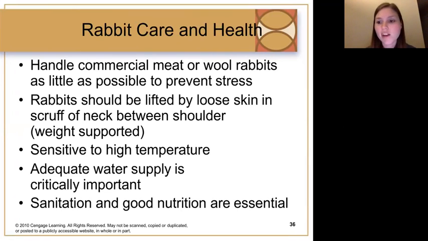They're sensitive to very high temperatures, and adequate water supply is critically important. Same as any species, everything needs water. And then sanitation and good nutrition are essential.